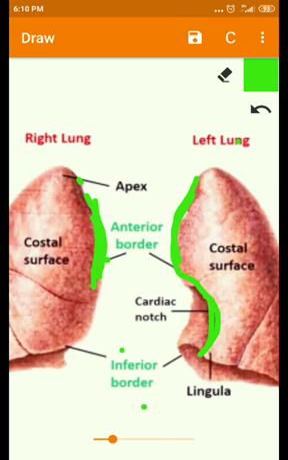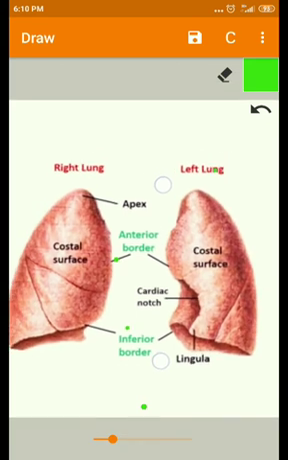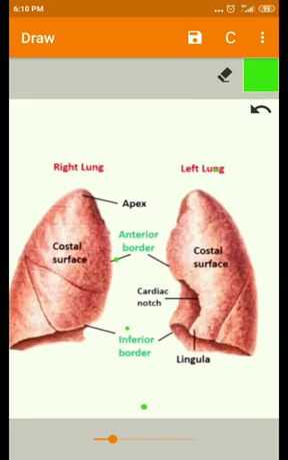Now coming to the posterior border, this posterior border is thick and ill-defined. So we can't see any sharp borders on the posterior side, but the border is very thick and it is ill-defined.